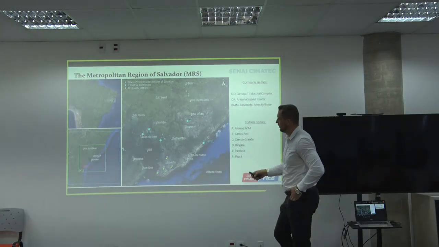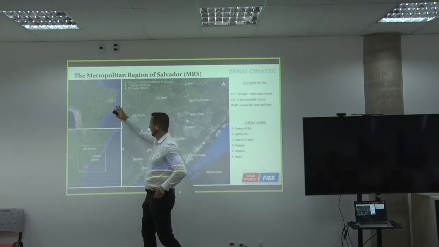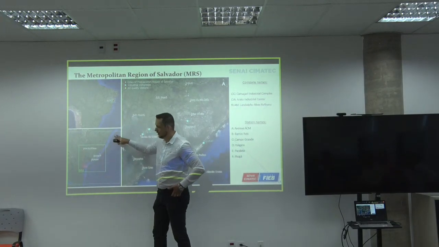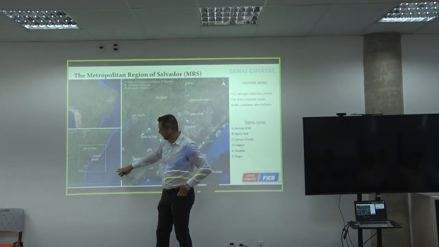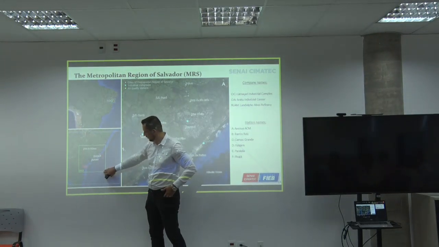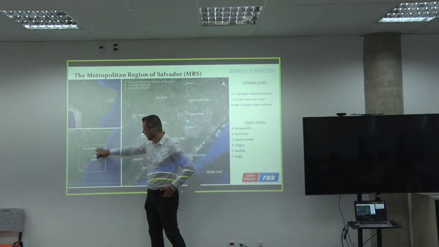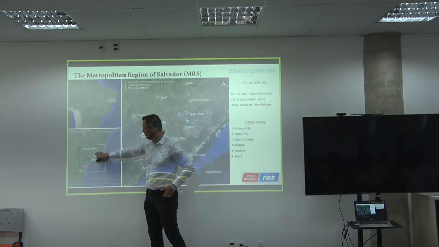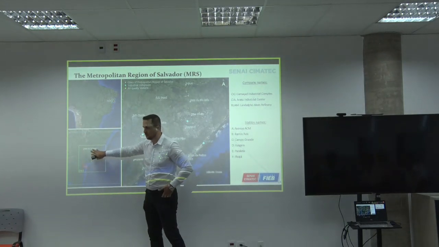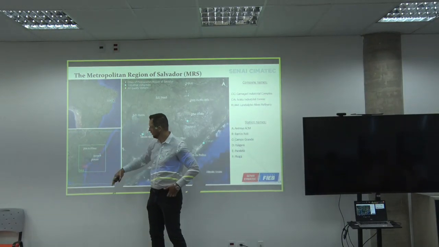this is the metropolitan region. This is by state. We have done 3-domain modeling, okay? With the first domain with 9 kilometers, the second with 3 kilometers, and the last one, the final, with 1 kilometer resolution, high resolution for metropolitan modeling, okay?